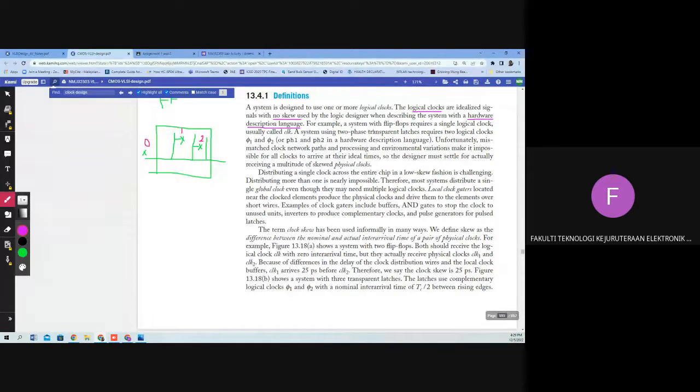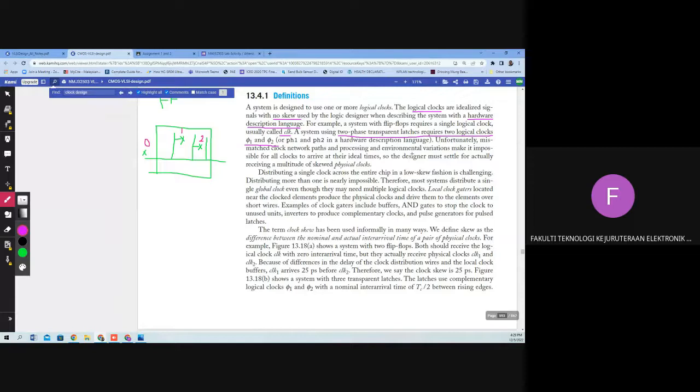For example, a system with flip-flops requires a single logical clock, usually called clock, CLK. A system using two-phase transparent latches requires two logical clocks. Remember the principles of the latch. It requires two, what we call Phi 1 and Phi 2. Unfortunately, mismatched clock network paths and processing environmental variation make it impossible.